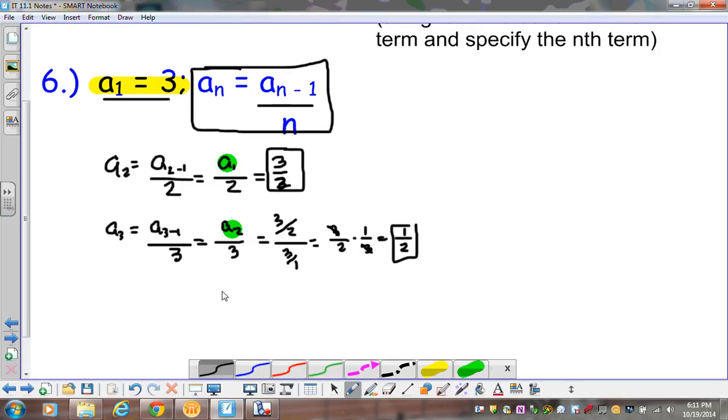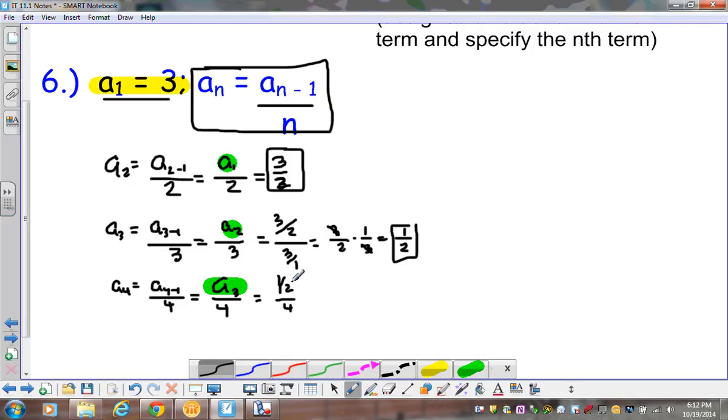All right, so let's find my fourth term. To find my fourth term, anywhere I see an n value, I'm plugging in a 4. So I've got a sub 4 minus 1 over 4. All right, so that's going to give me, when I simplify, a sub 3 over 4. Once again, a sub 3 means I'm using my third term. Well, I already know my third term. I found it up here previously. That's 1/2. So this is going to be 1/2 divided by 4.